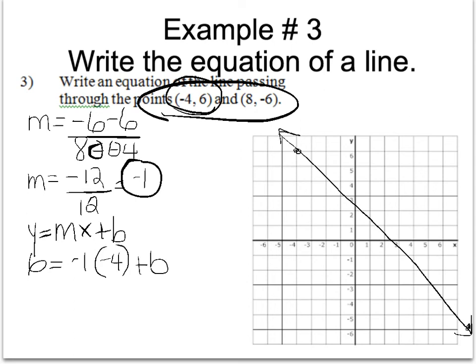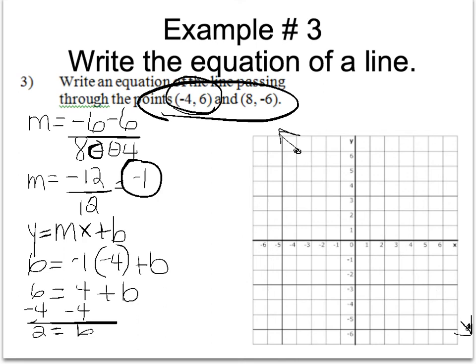We're solving for b. We have 6 equals +4, because -1 times -4 is +4, plus b. And I am subtracting 4 from both sides in order to solve this equation. So b is equal to 2. So you can see my line is a little off because I don't have it going through +2 at the y-axis. So let's see how I can make this graph even better.